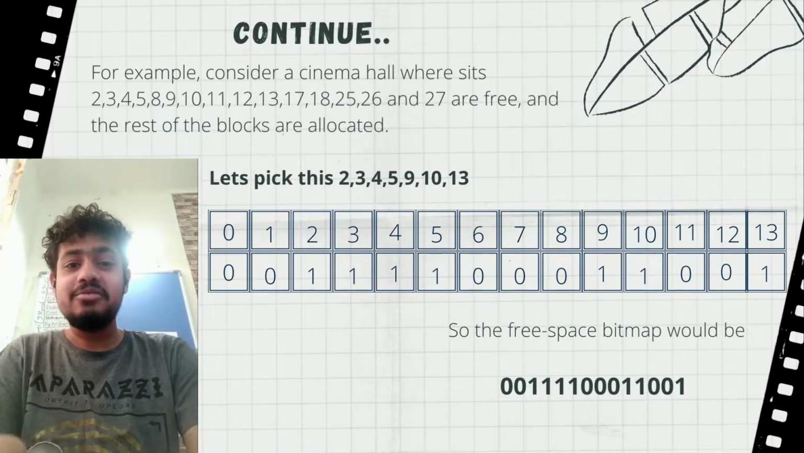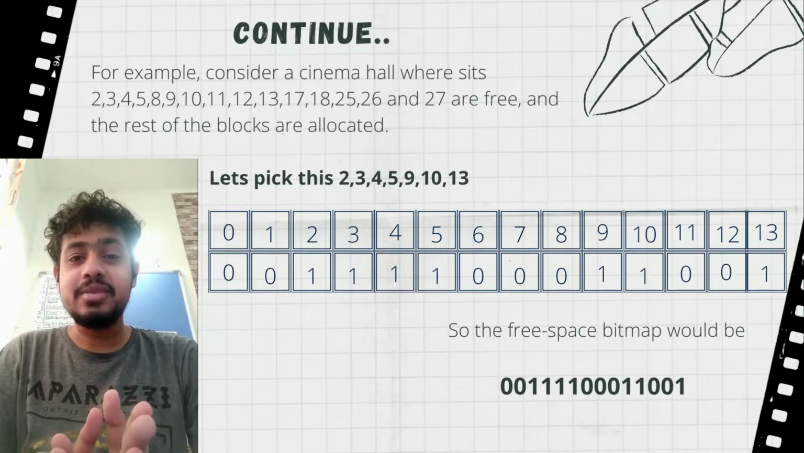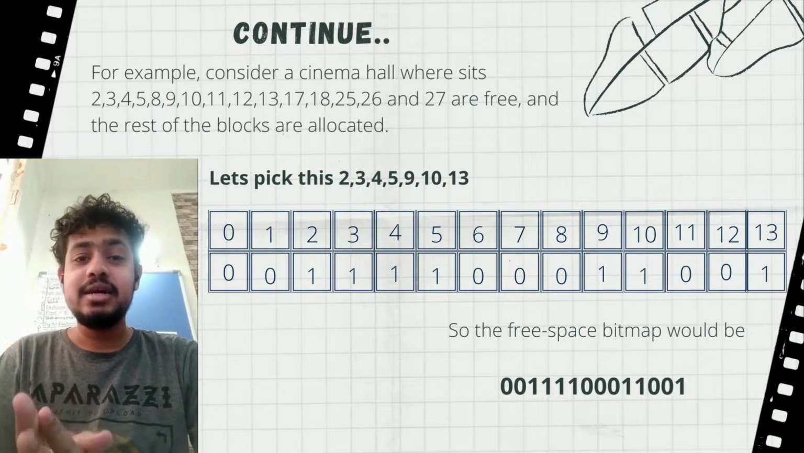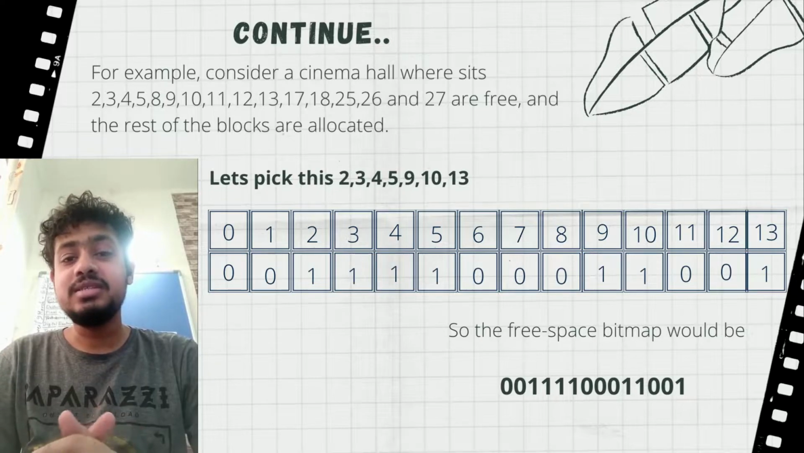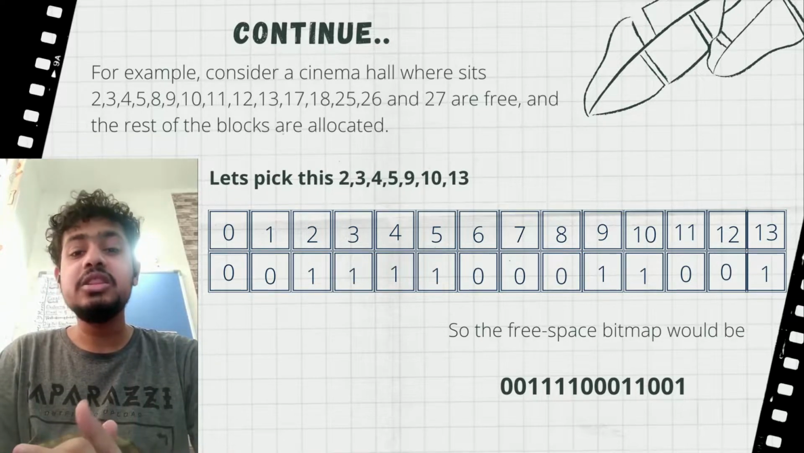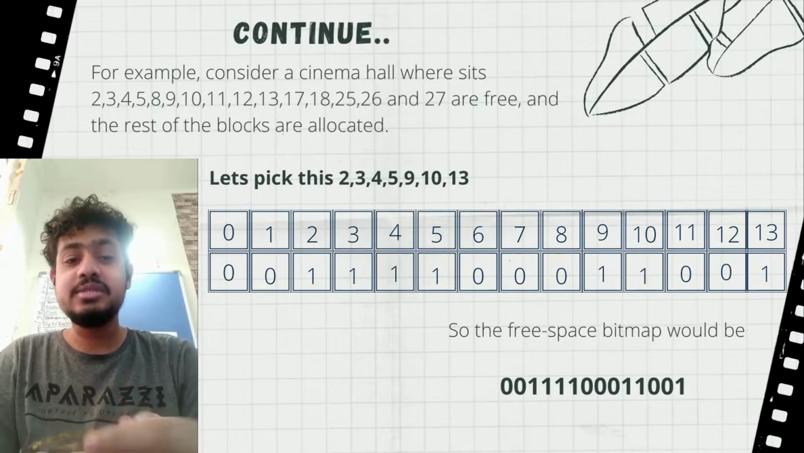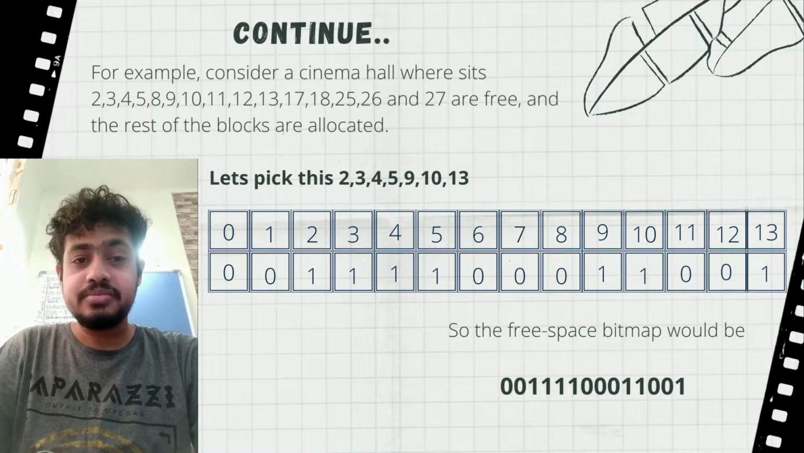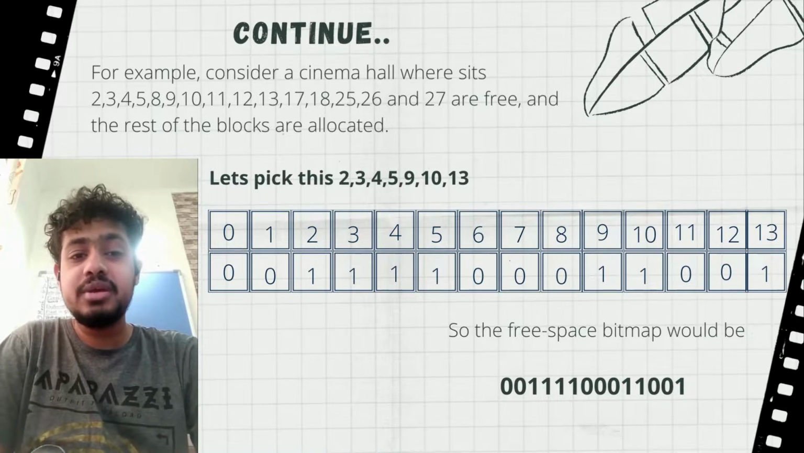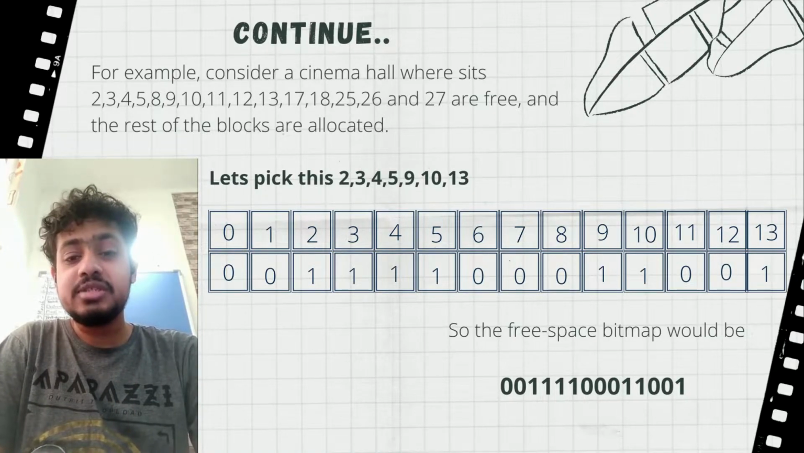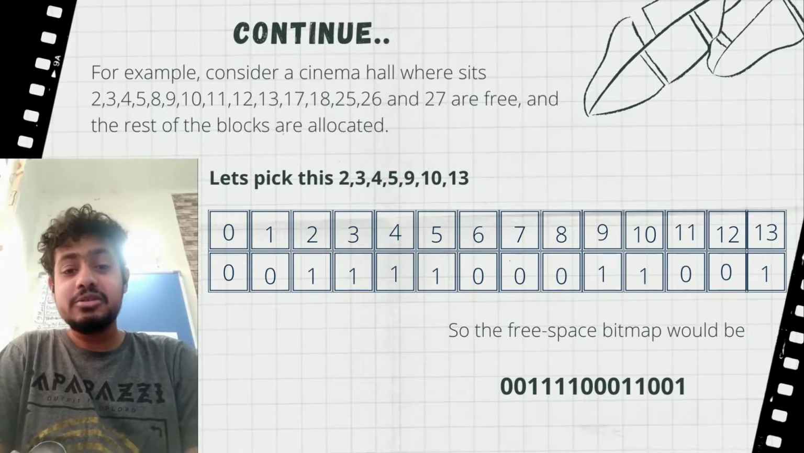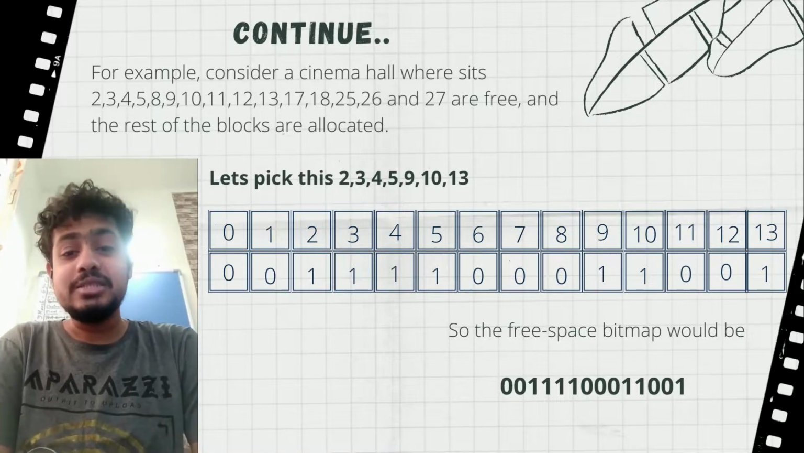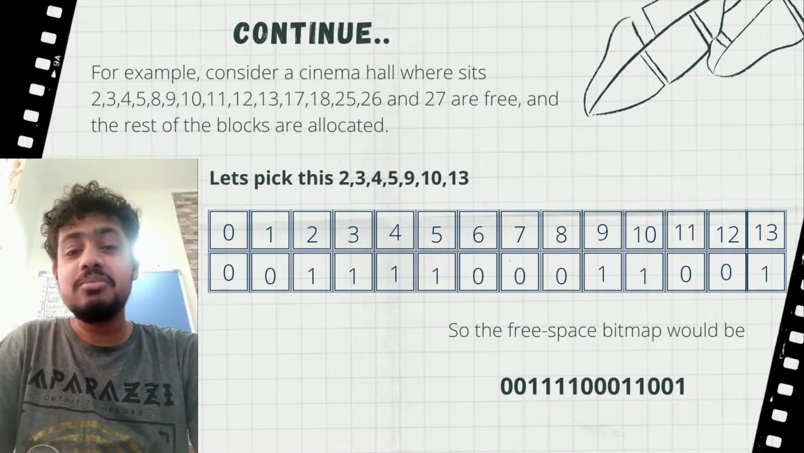If I take an example from here, suppose I pick 13 seats, just for an example. These seats, 2, 3, 4, 5, 9, 10, 13, are free and the rest of the seats are allocated. How are we going to explain this? Here you can see that there is a table. For the first row, we pick all of the seats or blocks. For the second row, we take all of the bits. As we talked about before, we place 1 bit for each block, or each seat. Here you can see that we have 13 blocks.